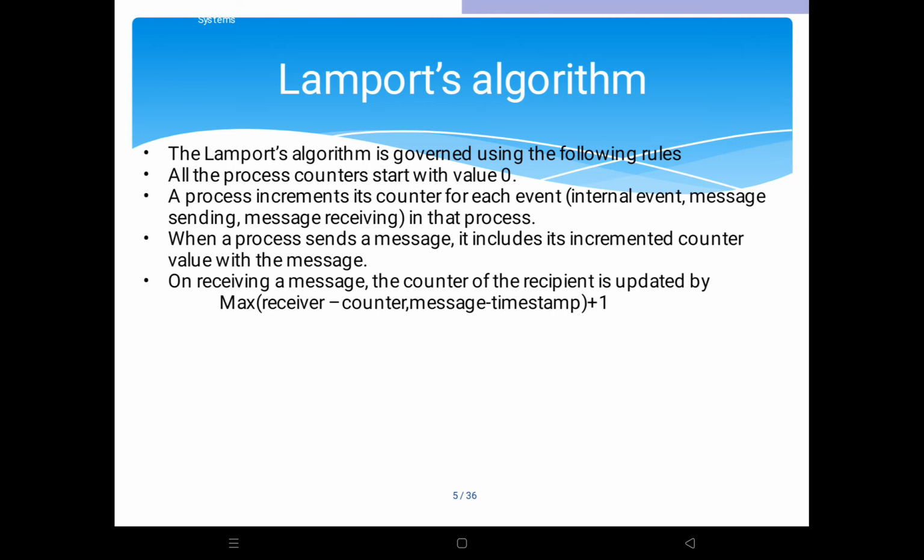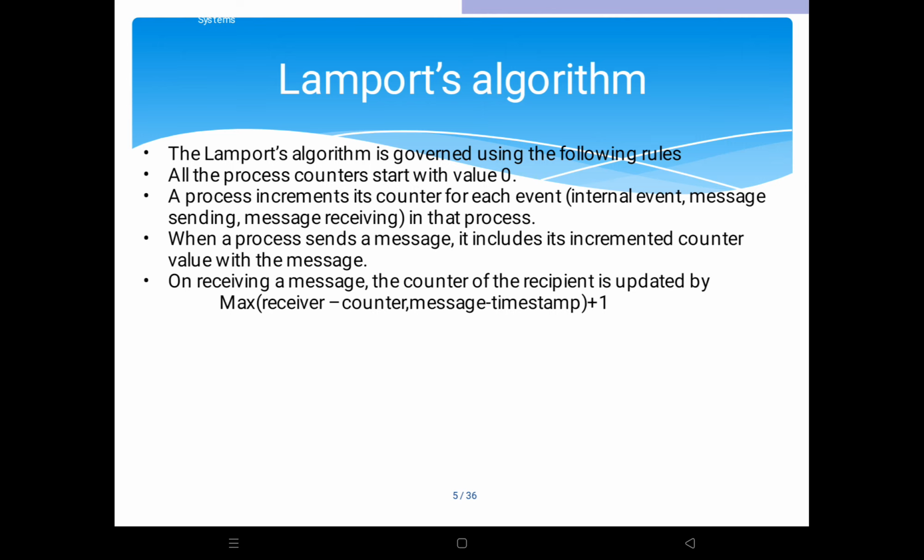The second important rule: a process increments its counter for each event. It may be an internal event, it may be a message sending event, or it may be a message receiving event. Whenever it sends a message, it increments its counter value by 1. Whenever it receives a message, it increments its counter value. Whenever an internal event happens, it increments its counter value.